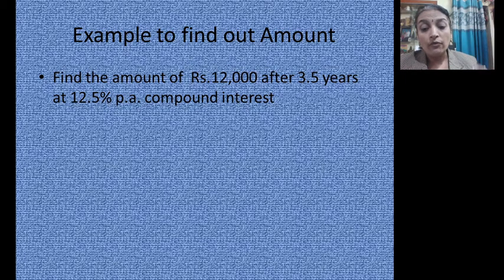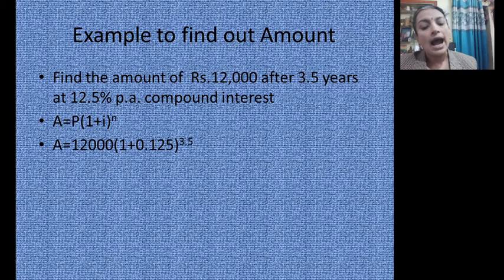Here we have to calculate the amount. Amount has to be calculated. Okay, so the formula we are using is A is equal to P in the bracket 1 plus I raised to the power of n. And P is 12,000. As you know very well, 1 plus I means 1 plus 0.125 raised to the power of n, which is here 3.5. How to do it? 3 times is okay, 4 times is okay, but it is not 3 times or 4 times.